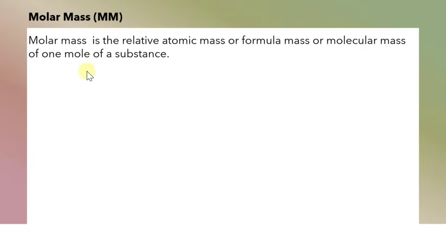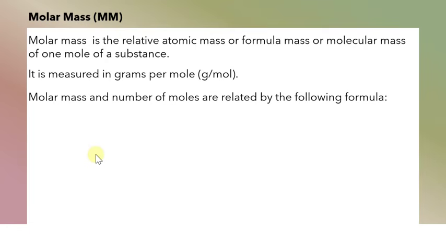Similarly, if you have a covalent compound or a molecular compound, 1 mole of a molecular compound, then its relative molecular mass will be molar mass. That is what it is. That's why we are saying molar mass is the relative atomic mass or formula mass or molecular mass of 1 mole of a substance. And then you must understand that it is measured in grams per mole. Those are the units for molar mass, grams per mole.